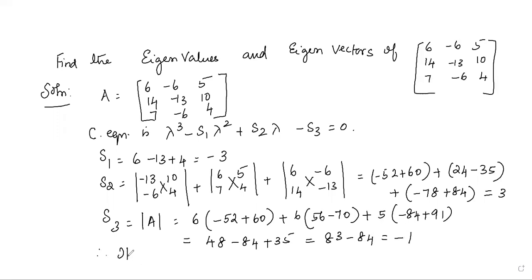So therefore the characteristic equation is lambda cube minus S1 lambda square. Since S1 is equal to minus 3, you will be getting plus 3 lambda square. Then plus S2 lambda, S2 is equal to 3, so 3 lambda, then minus S3. S3 is equal to minus 1, therefore plus 1 is equal to 0. So this is the characteristic equation. Now we have to solve the characteristic equation.